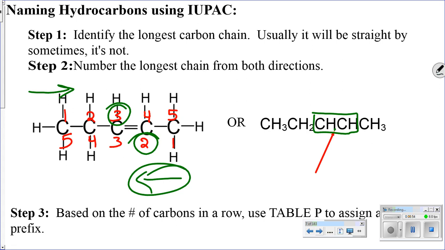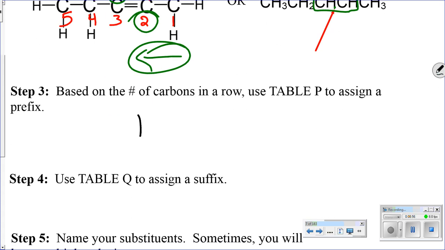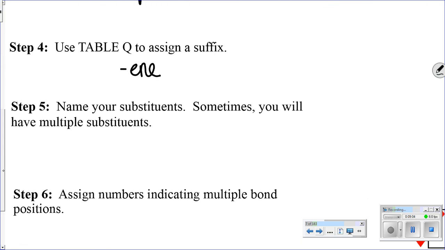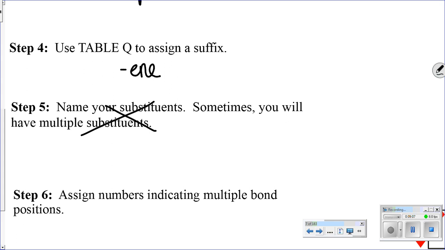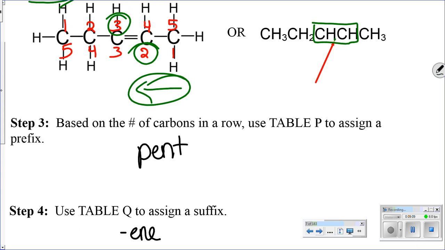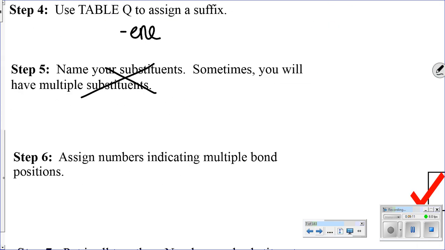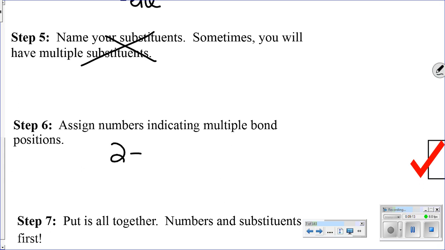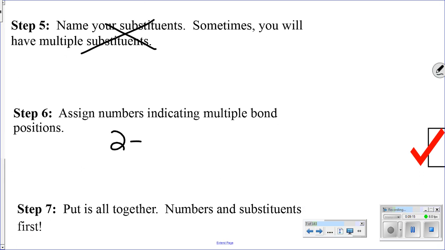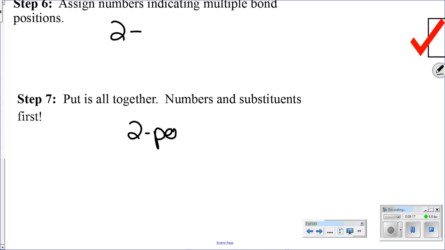We have 5 carbons in a row. 5 carbons in a row is a pent. Because we have a double bond, we go to table Q, and this should end in ene. We don't have any substituents. There's no branches. Our number for our multiple bond is 2. So we're going to put this all together, and this is called 2-pentene.